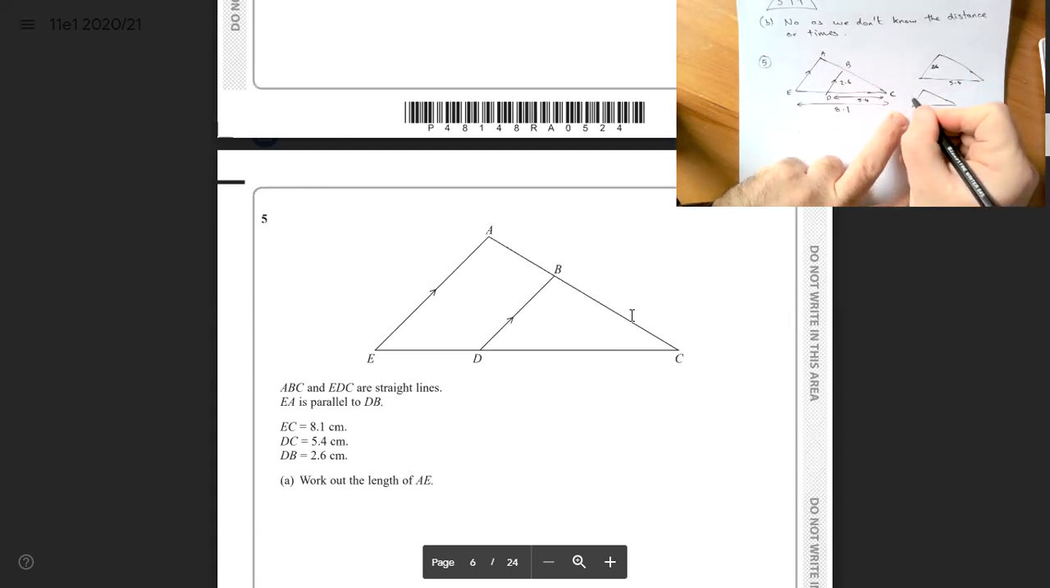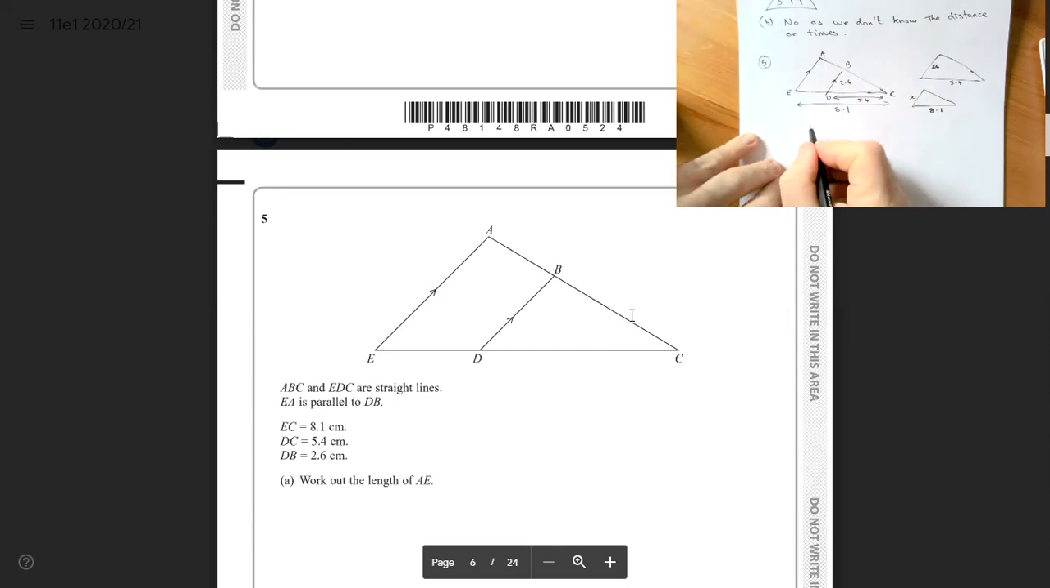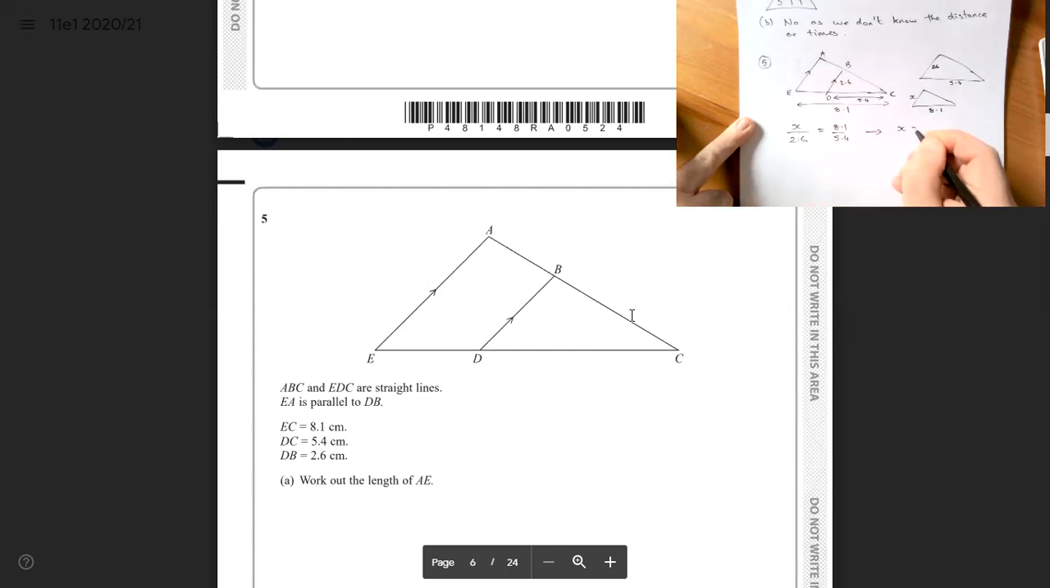I should have done these the other way, and I want to find that x. So x over 2.6 is the same as 8.1 over 5.4. So x equals 8.1 times 2.6 over 5.4, which equals 3.9 centimetres. So AE equals 3.9 centimetres.